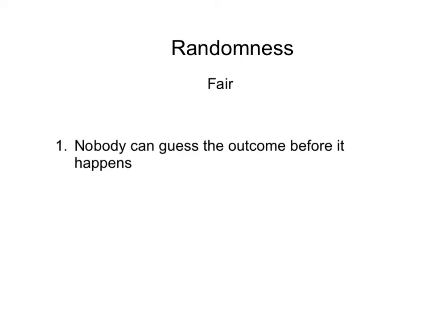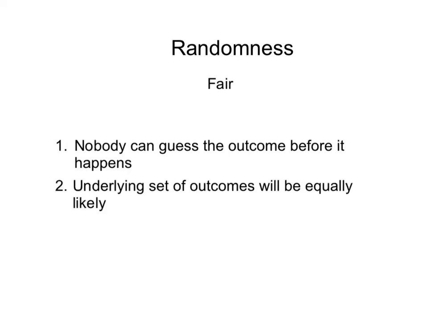The most important aspect of randomness is fair. And fair is just really two things. First, nobody can guess the outcome before it happens. Second, when we want things to be fair, usually some underlying set of outcomes will be equally likely.